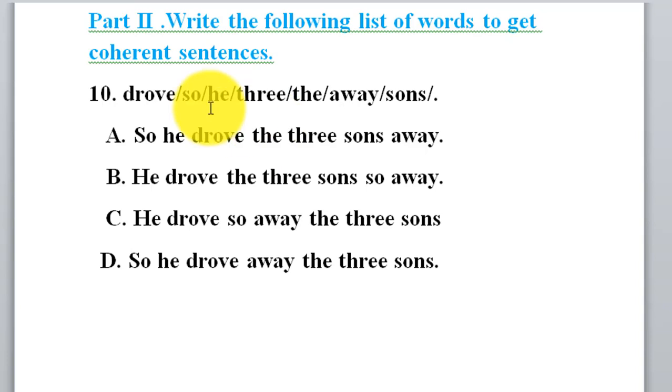Look here: drove, saw, he, three, the, away, and, sons. Let's come here. So, he drove the three sons away.